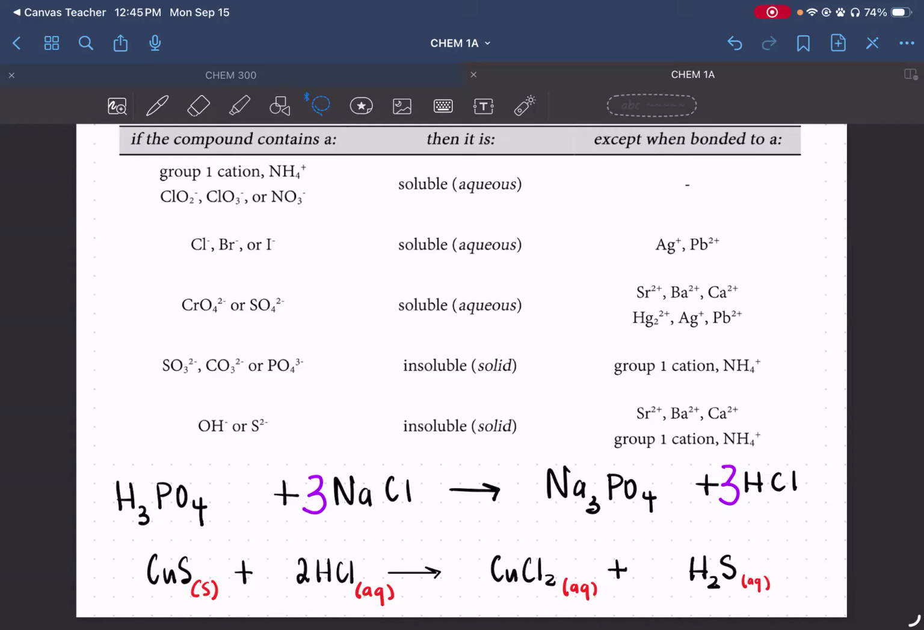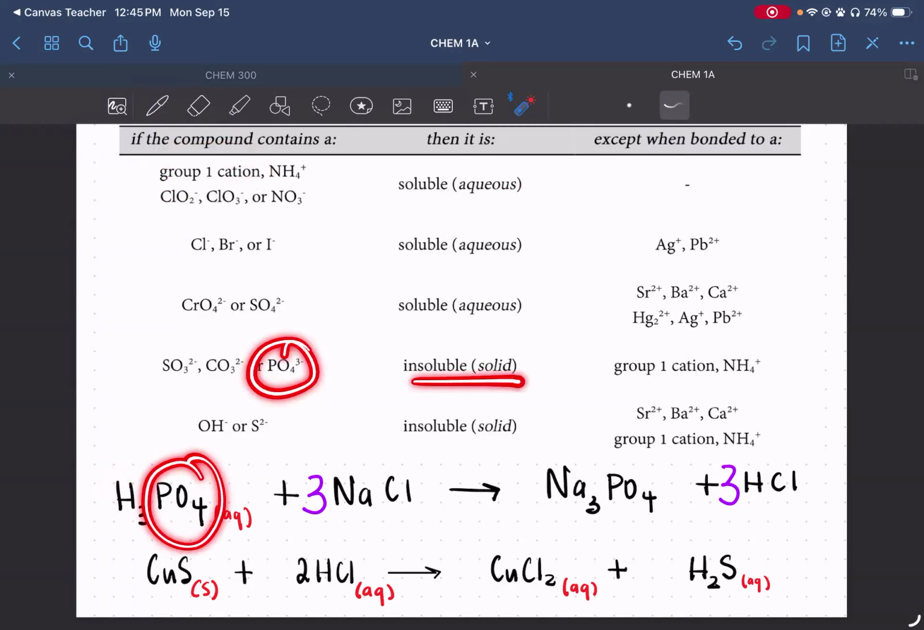Okay, let's try it. Starting with H3PO4, regardless of the perspective you took, whether it be group 1 cation or the phosphate, you should have gotten this to be aqueous. Hydrogen is a group 1 cation, that's soluble, no exceptions. PO4 is traditionally solid, except when bonded to a group 1 cation. So again, it doesn't matter the perspective you take.